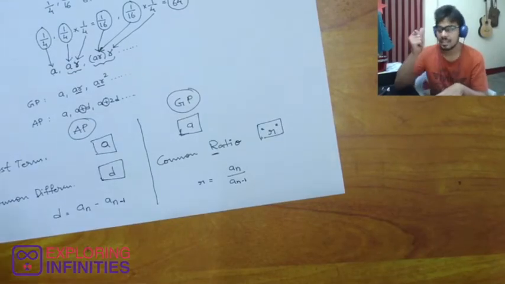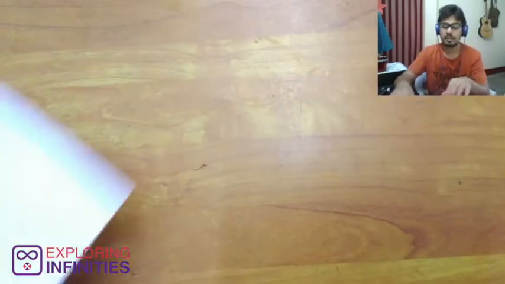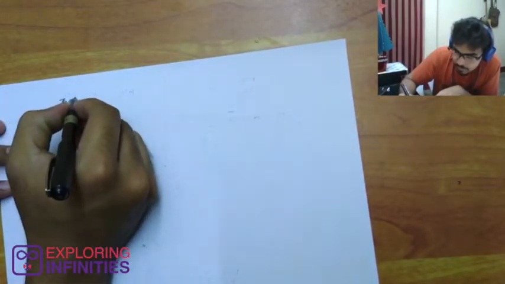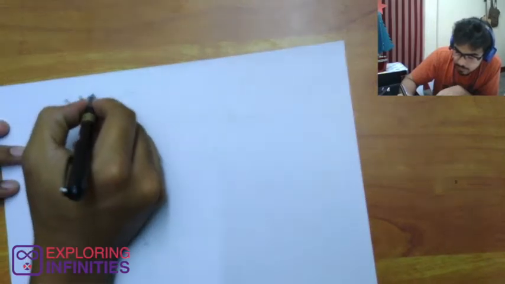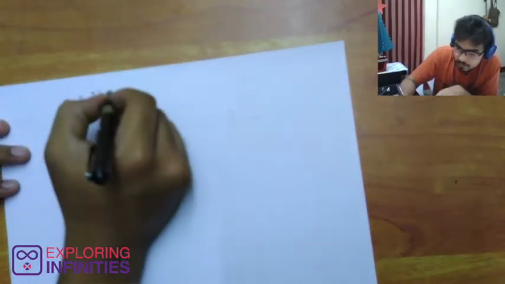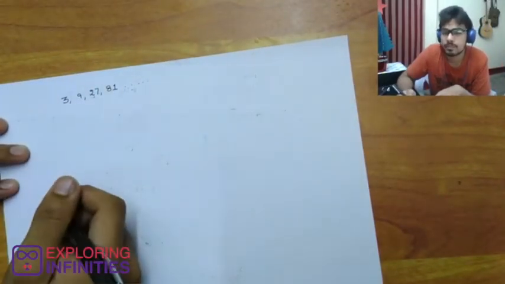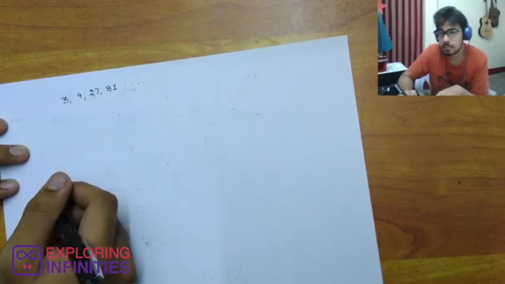Okay, let's try solving some questions to make this more practical. I'm taking a small example: 3, 9, 27, 81, and so on. Do you think this is in a GP? Let's see. A GP should have what?